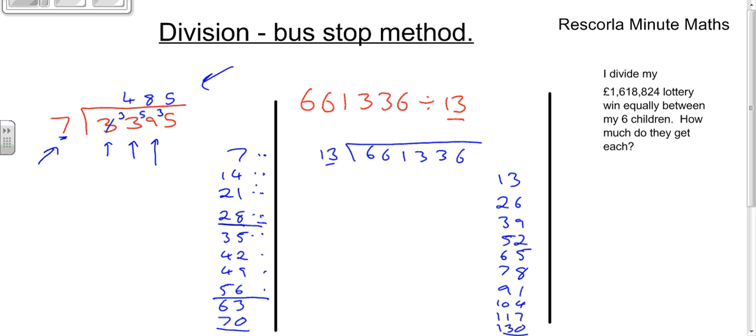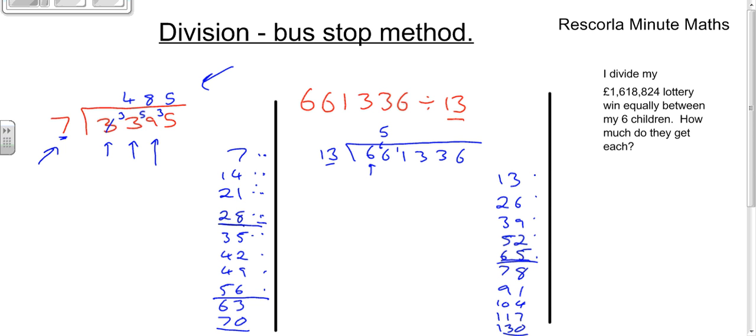So how many times does 13 go into 6? It doesn't, so we carry the 6 over. How many times does 13 go into 66? So 1, 2, 3, 4, 5 goes in there 5 times. So we write a 5 above here. And there's 1 left over. So 65, that's 1 left over from 66, so we carry the 1 over.